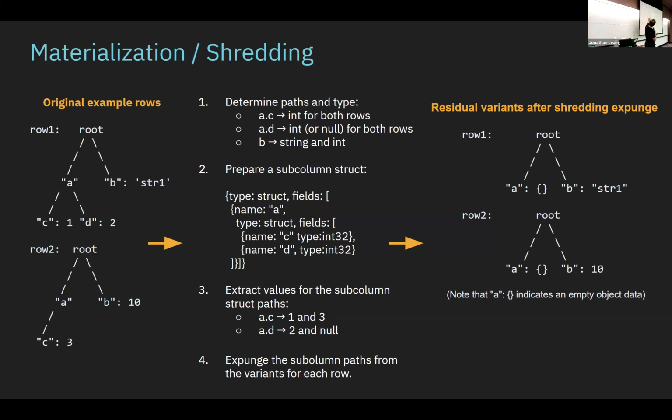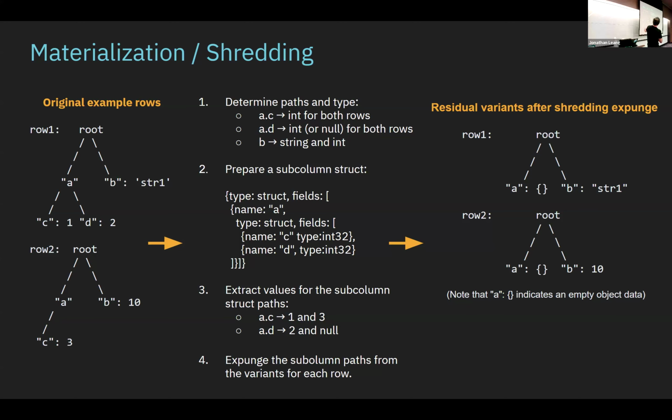I have this written out, so maybe I should just follow the slides. To give an example, A.C and A.D are ints or null for both rows. Effectively, we treat that as an int. It's empty, that's fine. Whereas B is a string and an int. So in this case, A.C and A.D are both good candidates for pulling out, whereas A.B, not so much.